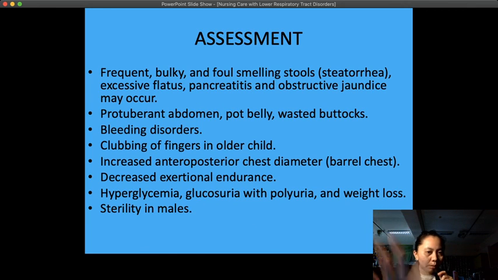Alright, and assessment, pakibasa. So, ang pinaka-importante class na i-remember mo sa cystic fibrosis is the clubbing of fingers. I think you know what clubbing of fingers is. And then protuberant abdomen. Siyempre, malaki kasi nasa pancreas yung infection. And then pot belly, wasted buttocks, and then bleeding disorders, increased anteroposterior chest diameter or barrel chest, decreased exertional endurance, hyperglycemia, glucosuria with polyuria, and weight loss, and sterility in males. Okay? Then excessive fats, so on and so forth. And then steatorrhea, foul-smelling stools. Okay?